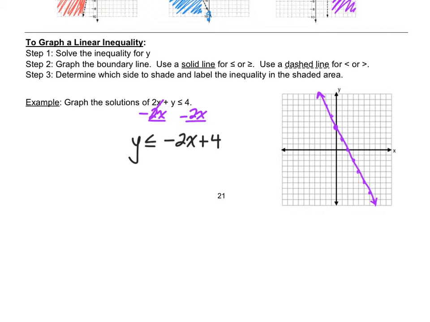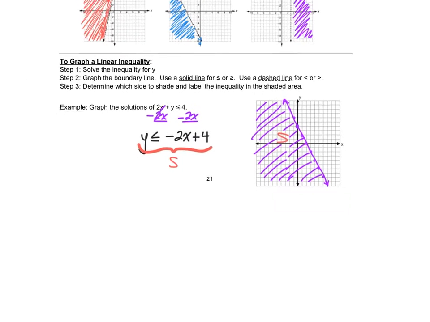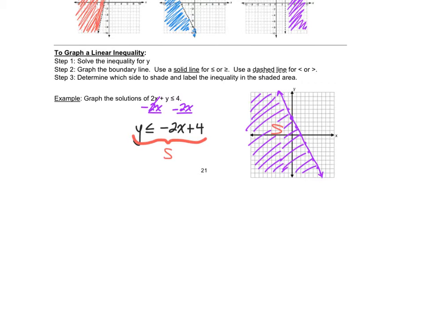Now it says label the inequality in the shaded area. So you can label that a bunch of different ways. I go the simpler route. We define our inequality in some way. Typically we call it a solution, so I'll call it S, and just chuck an S in there. That's just to satisfy New York State, basically, for the Regents exam. Some sort of labeling needs to happen.